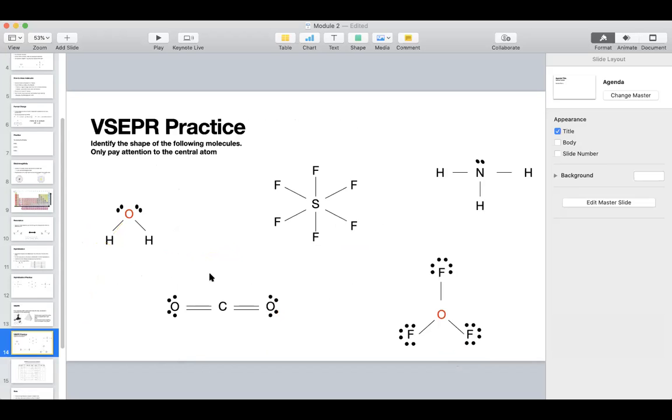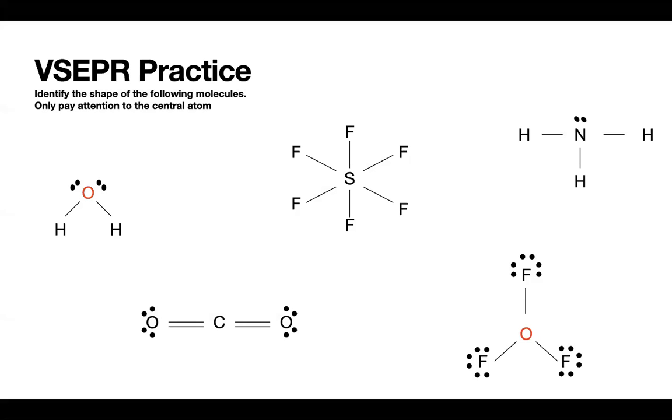All right, who wants to try this one right here? Our carbon dioxide. I'll try that one out. Let me see if I can do it. I guess I'll start off with the number of electron densities. So it has 1, 2, 3, 4.